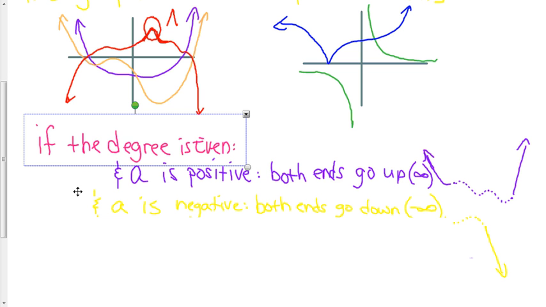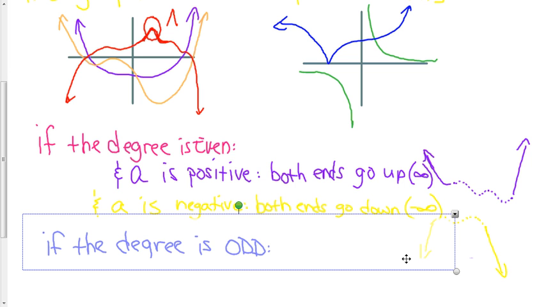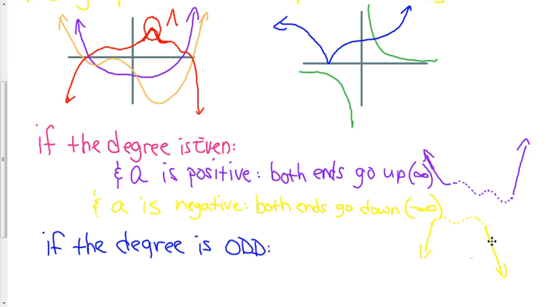If the degree of a polynomial function is even, and a, the leading coefficient, is positive, then both ends will go up to infinity. If the degree is even, and the leading coefficient a is negative, then both ends will go down to negative infinity. And so here's an example of a polynomial function that would have an even degree because both ends go up or both go down. This one could be a degree 5, but that we're not sure of.